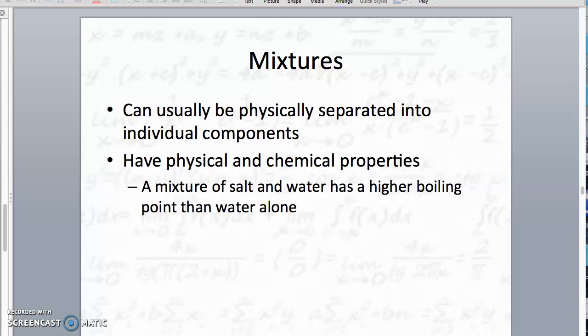Mixtures have physical and chemical properties that are often different than the pure substances that make up the mixture. For example, a solution of salt and water has a higher boiling point than just water by itself.